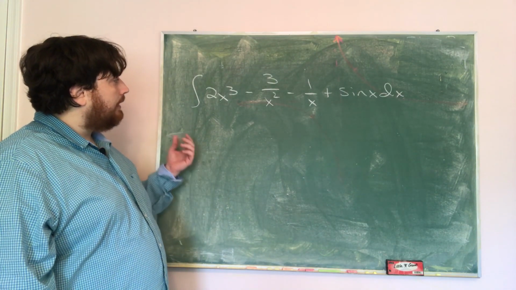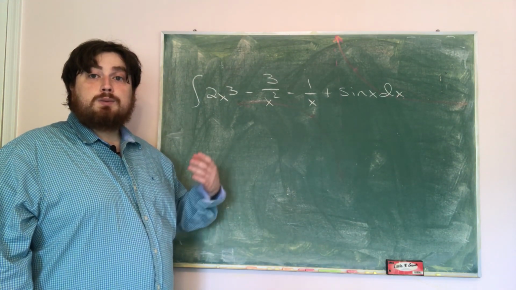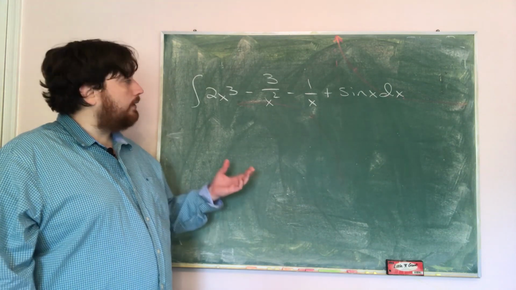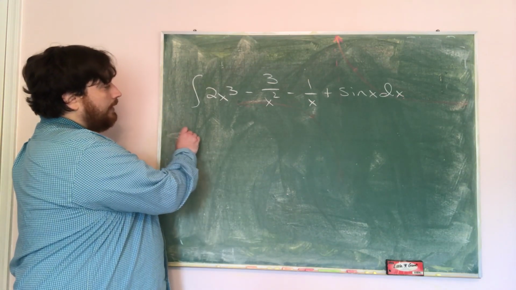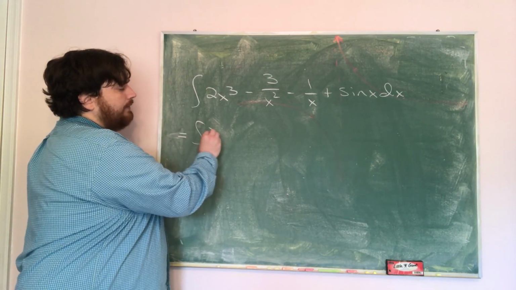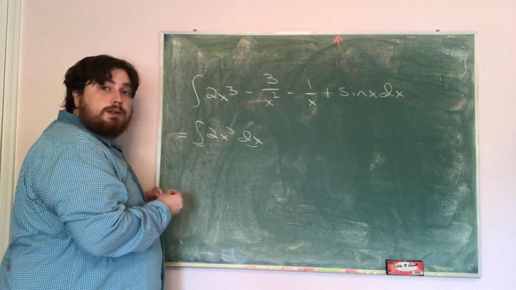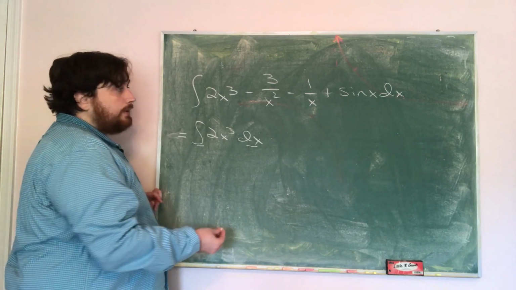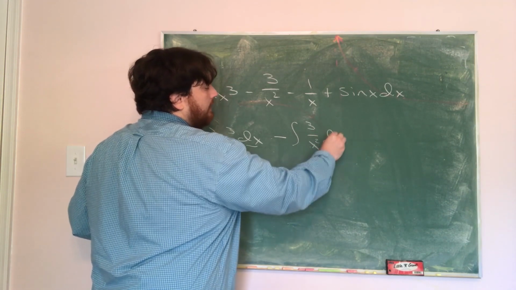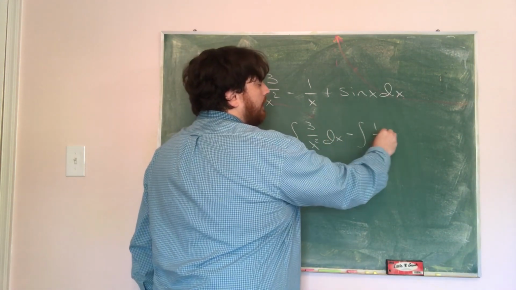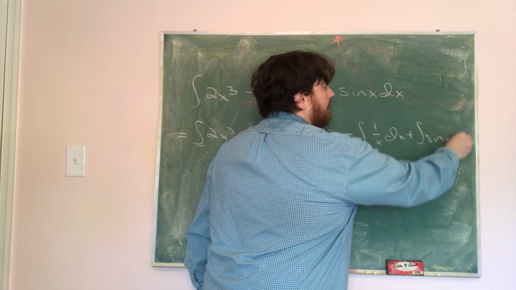Now what we've learned is that instead of trying to do this all at once, we can break it up into smaller pieces. So that's what we're going to do. The first thing we can do is distribute an integral across sums and differences. So this indefinite integral is going to be the integral of 2x cubed dx. Remember the integral and the dx are connected because it's telling us what to integrate with respect to. And then we get minus the integral of 3 over x squared dx minus the integral of 1 over x dx plus the integral of sine of x dx.